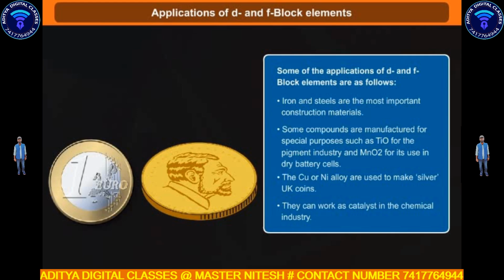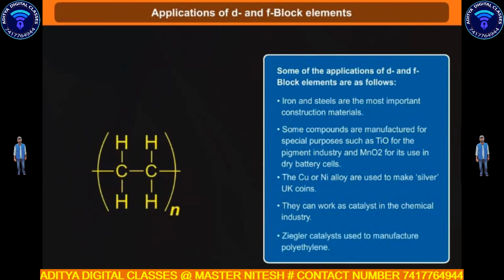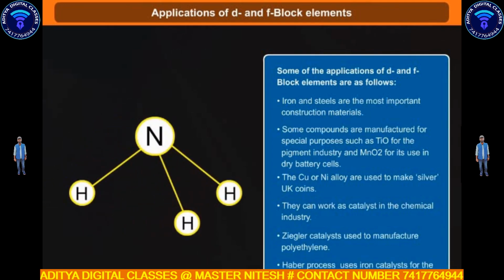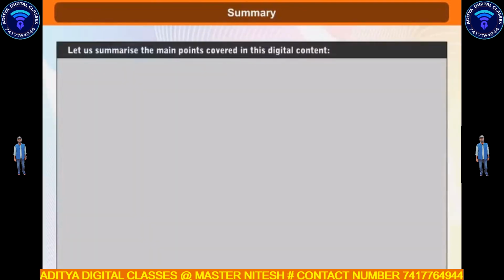They can work as catalyst in the chemical industry. Ziegler catalysts are used to manufacture polyethylene. Haber process uses iron catalysts for the production of ammonia. Let us summarize the main points covered in this digital content.